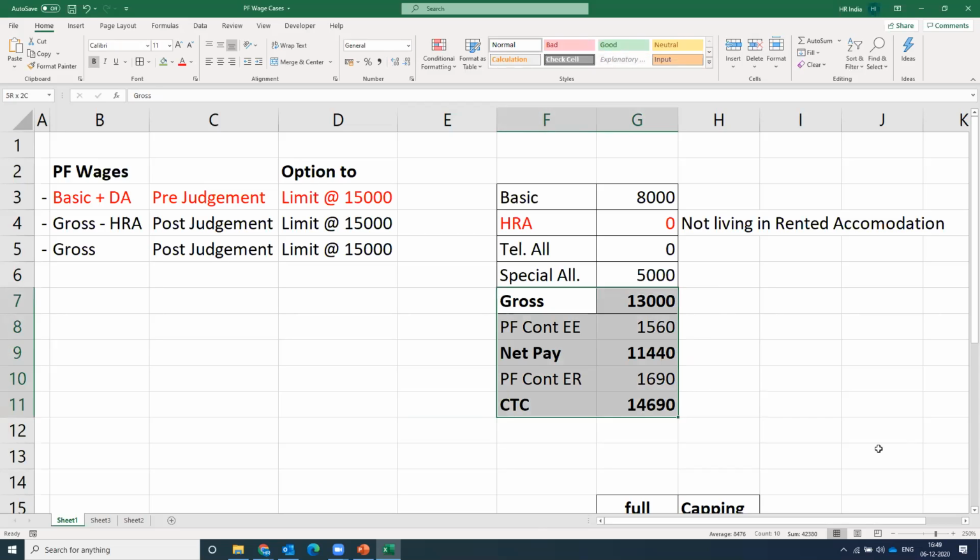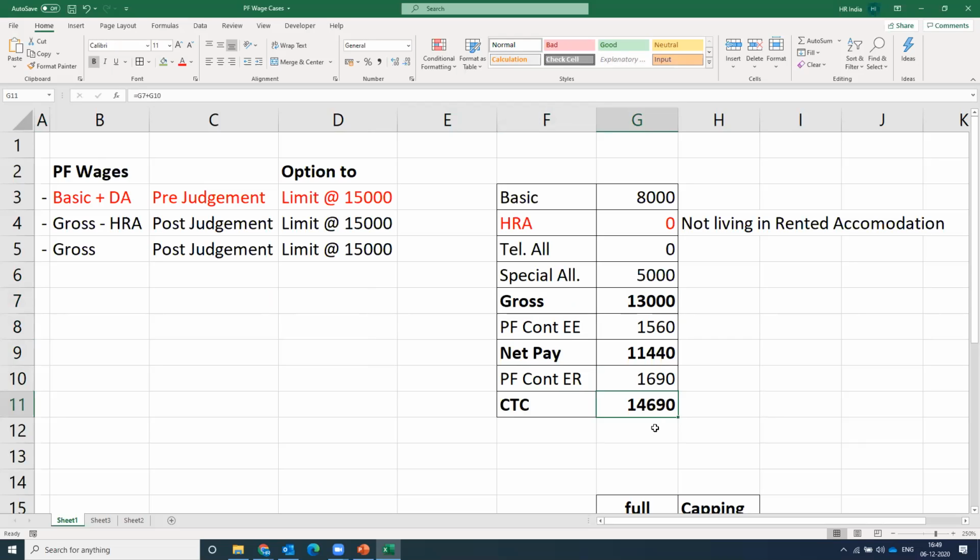So this is how the employer and employee contribution works. The employee's contribution is deducted from the gross earning of the employee, and finally they get the net pay in hand after the deduction. And the employer contribution is added to the gross salary of the employee, and we get the CTC.